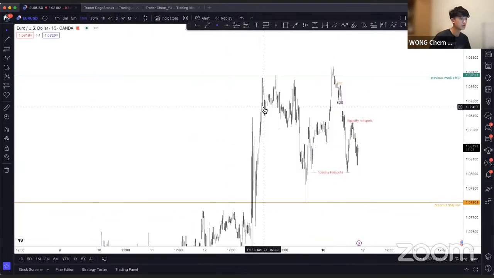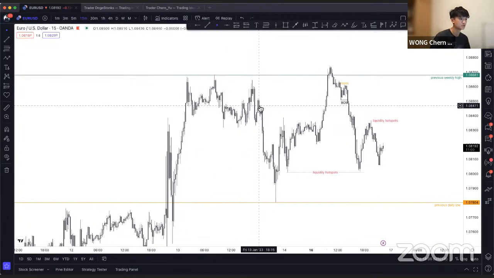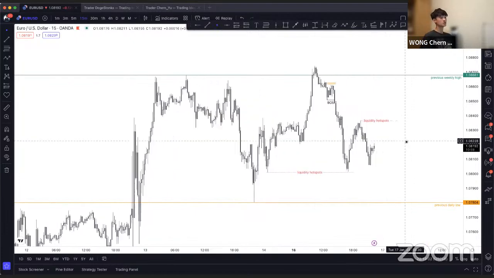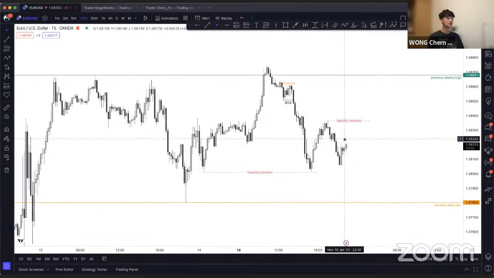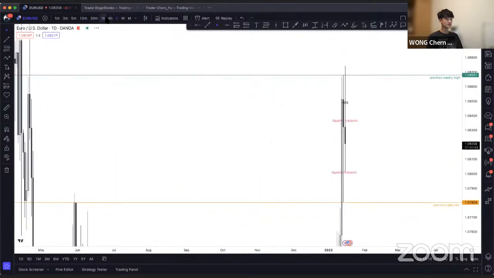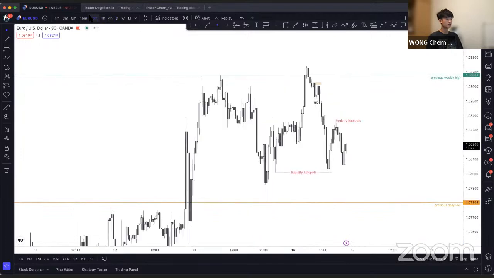However, as I've mentioned, I want to be pro trend because it's best to be pro trend in such a strong bullish environment, and hence I will be looking for longs when this liquidity hotspot zone has been cleared. And that will be it on Euro USD, guys. Okay, that will be it on the chart of Euro USD.